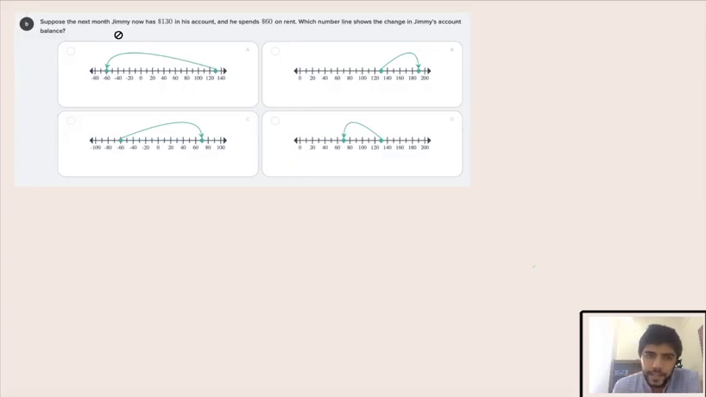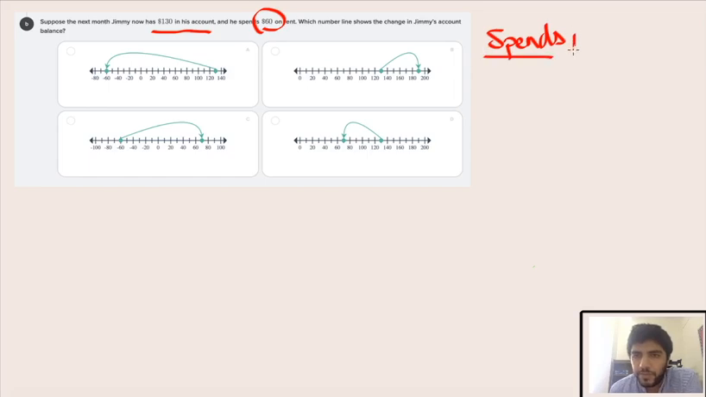Now, we ended up at 130, sure. So Jimmy starts this new month with $130 in his account. This is part B of the question. He now spends $60 on it. So when we say spends, is that positive or negative? When you spend money out of your bank account, is that shown as positive or negative? It's negative, right? So he's spending $60, and he started with 130.